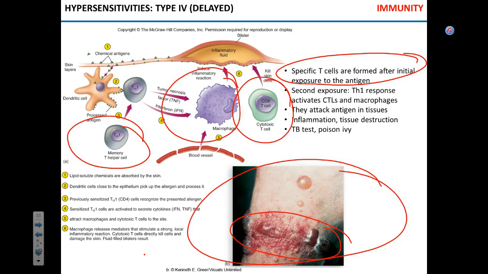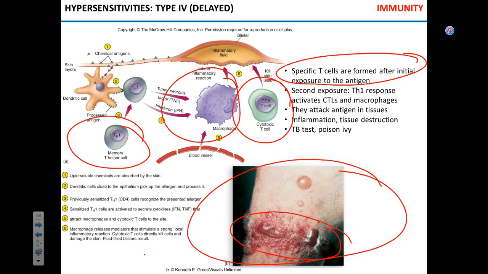TB test. If you were ever exposed to tuberculosis antigen, either through vaccination or an actual infection, your immune system at that time produced T cells. That's a memory pool, okay? Memory T cells. When you get the TB test, where does the shot go? Not subcutaneous. Intradermal. It goes into the skin.